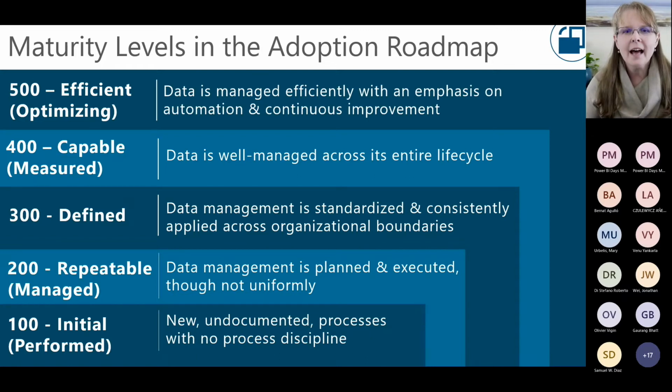And then the last level, 500, we've gotten really good at making sure that what we're doing aligns with business objectives. So we've got these measurable goals. We've got key performance indicators. We have automation in place where possible, right? Here we're running on all cylinders.